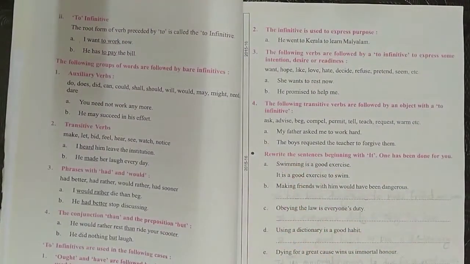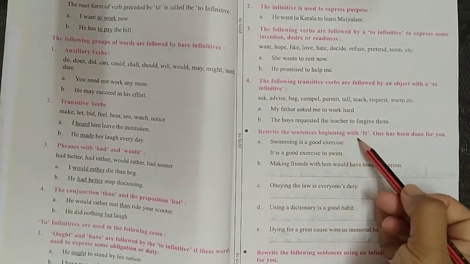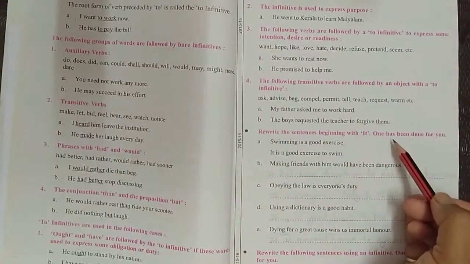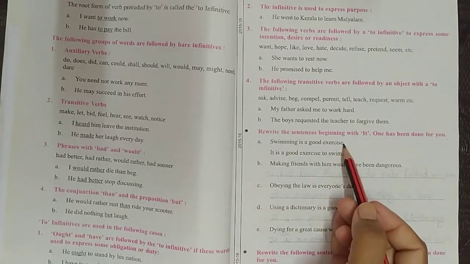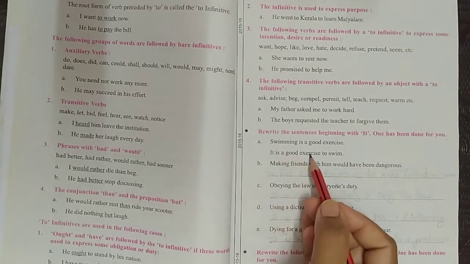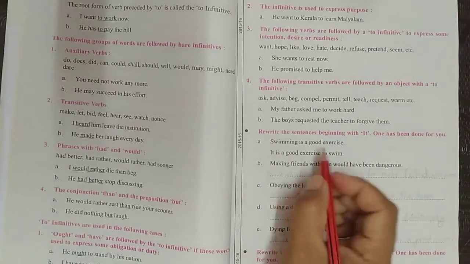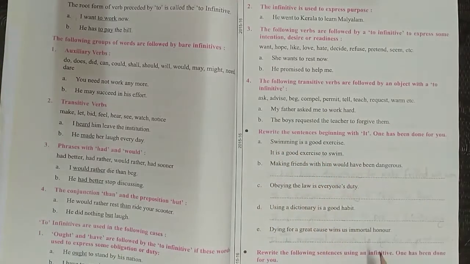Now here there is some exercise. First one: rewrite the sentence beginning with it. One has been done for you. Like, swimming is a good exercise. So we make it: it is a good exercise to swim. We make swimming into to swim.